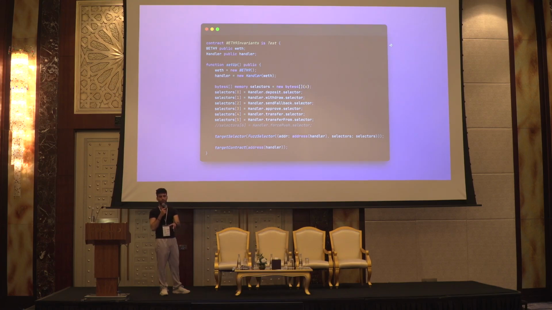And at the end, the last two functions are actually quite interesting. You have target selector, and this is what I just described. We say only call these functions from the handler, and then we can add the target contract and say only call this contract. If you don't do this, there's a chance that Foundry will try to call another random contract just to see if the invariant is still standing. Obviously, it will be standing because your contract won't be interacted with.